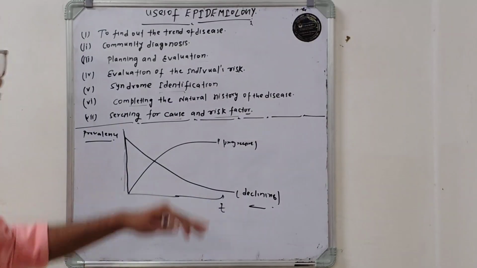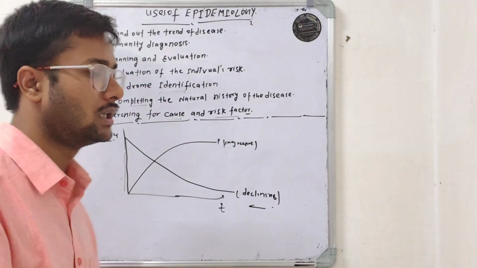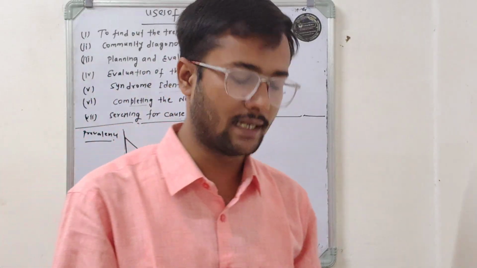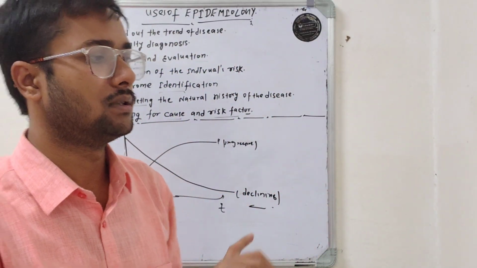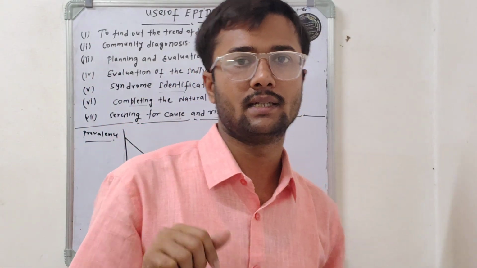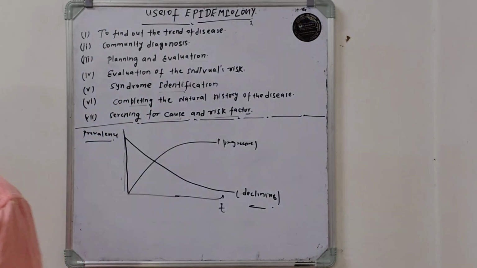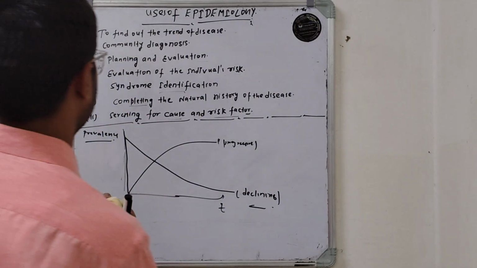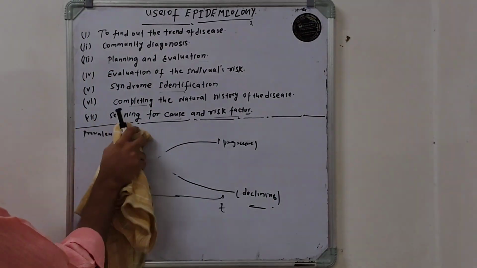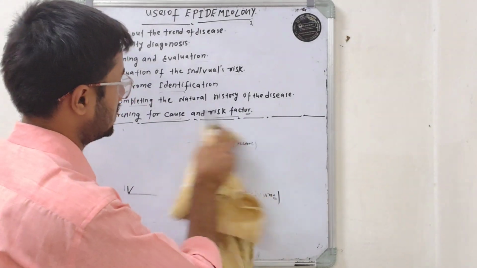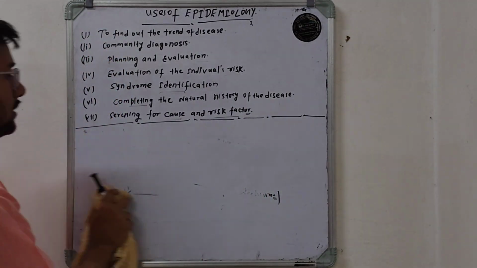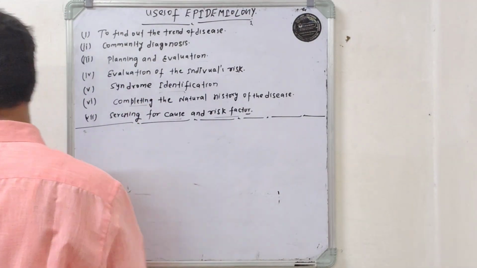Okay, so here we can see how the prevalence and the incidence help to find out the trend of the disease, either it is progressive in nature or declining in nature. Now we go for our next use, that is community diagnosis. So how do epidemiological parameters help in community diagnosis?